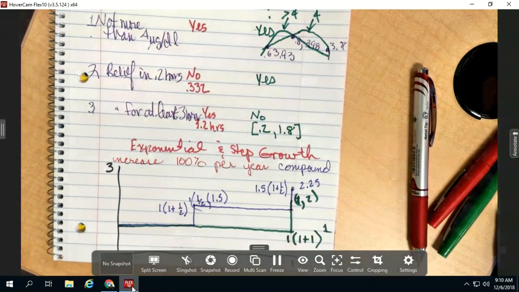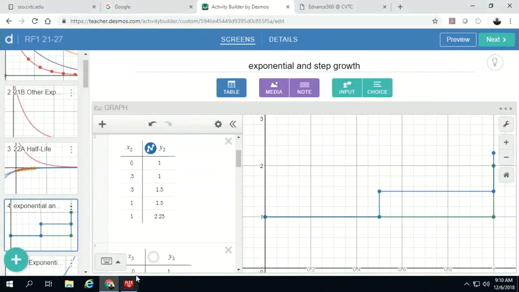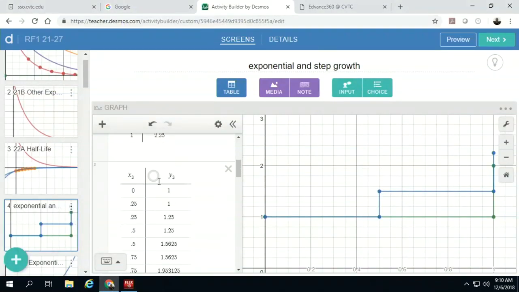By compounding, do I have more than I did if I wouldn't have compounded? Yeah, if I wouldn't have compounded, I'd only have had 2. Now I've got 2.25, right? Okay? Next, I'm going to compound it every quarter.